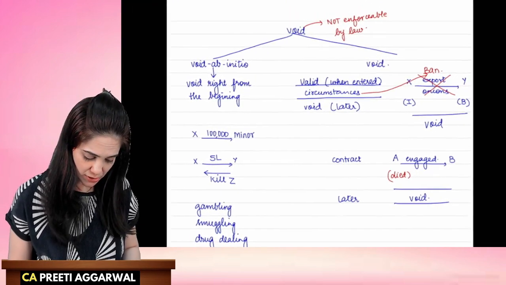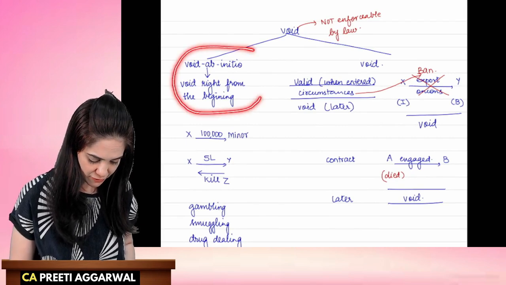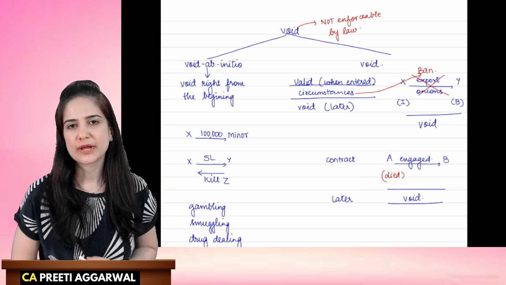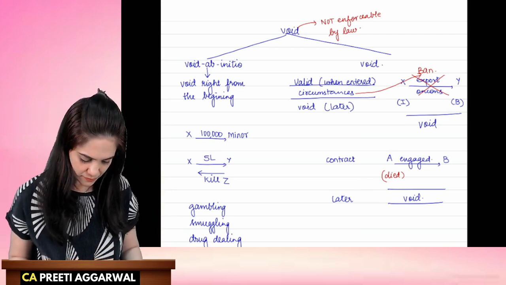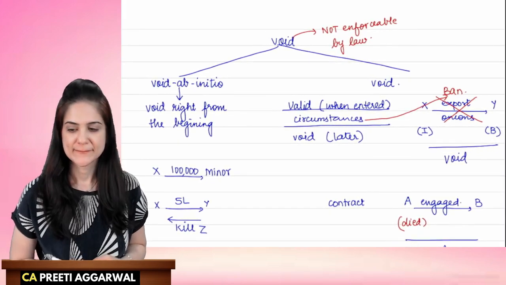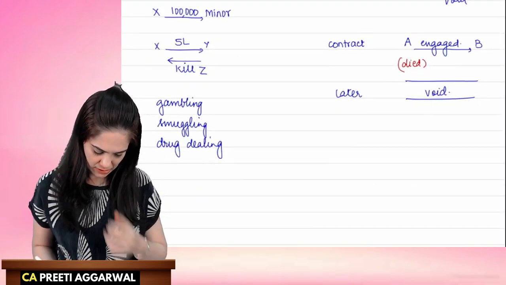So what is void ab initio? Void ab initio means it is void right from the beginning, and just void means it was valid when entered. Later on, it became void. So please note this in your notebook. Done.